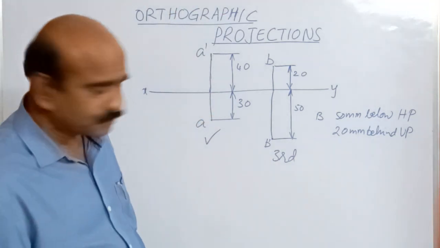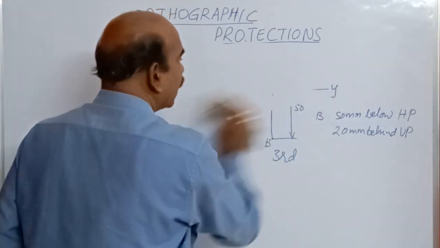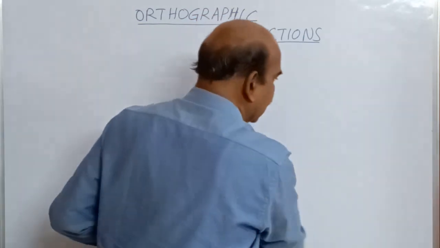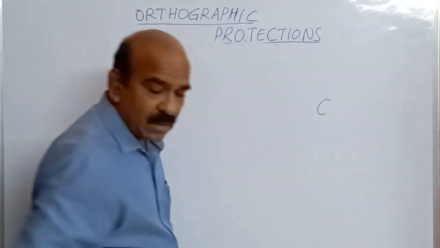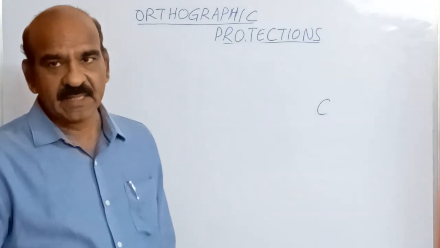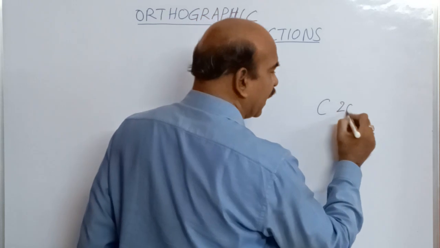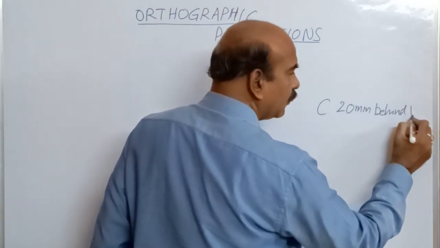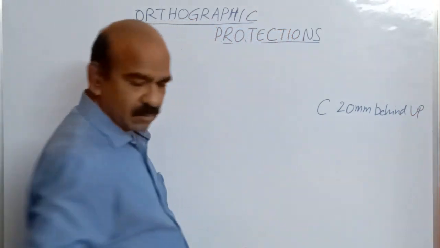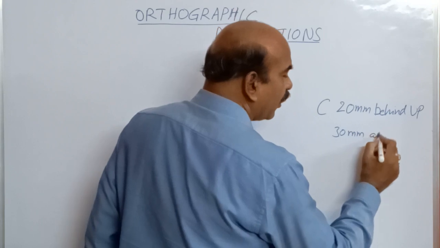Clear? Now, suppose I have taken another point called C. A point C in the second quadrant will take. Second quadrant in the sense, behind VP, 20 mm behind VP and 30 mm above HP.